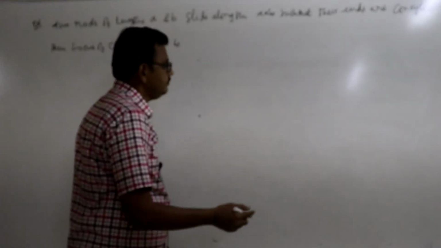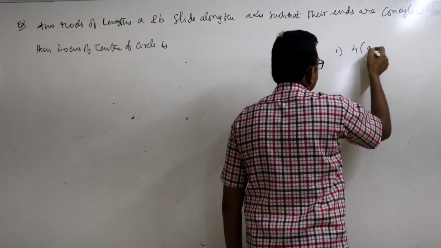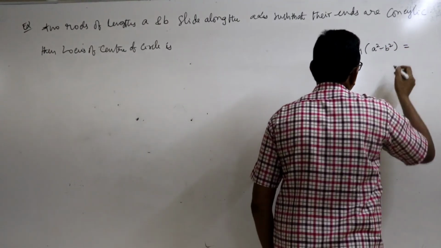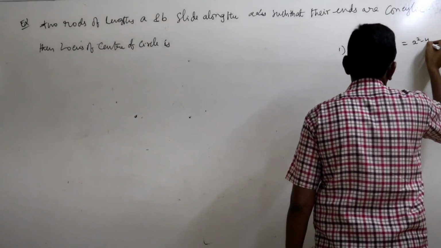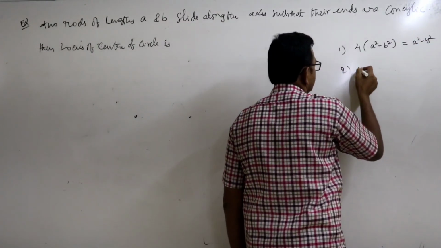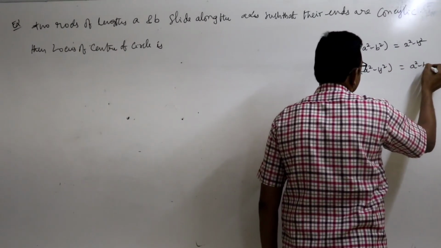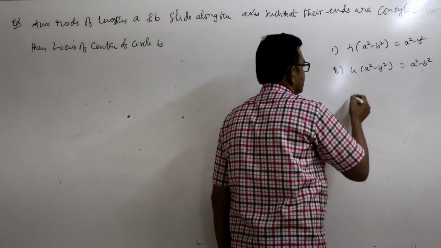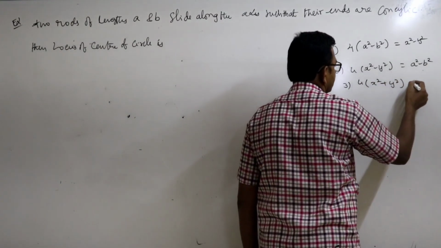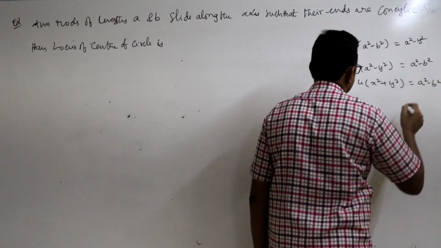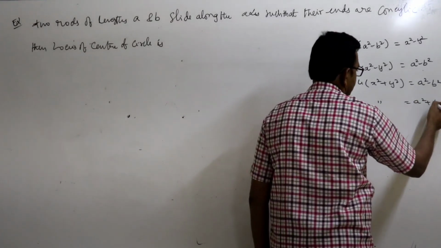First option: 4 into a square minus b square is equal to x square minus y square. Second option: 4 into x square minus y square equal to a square minus b square. Third option: 4 into x square plus y square equal to a square minus b square. Fourth one: equal to a square plus b square.